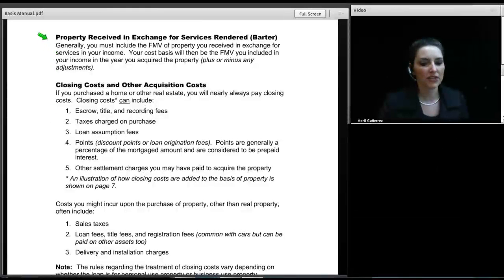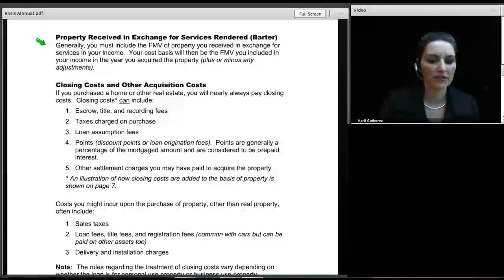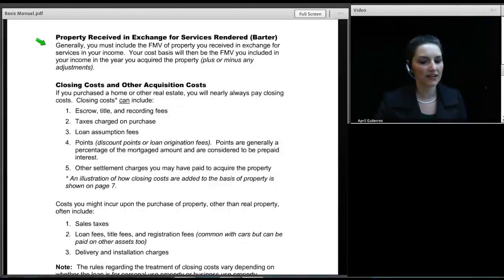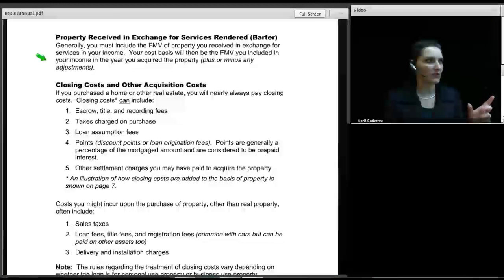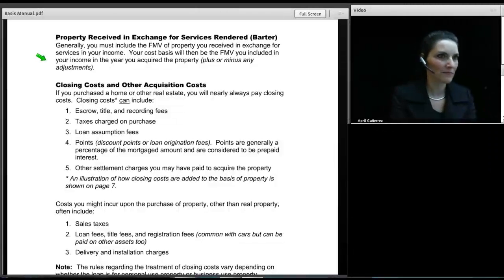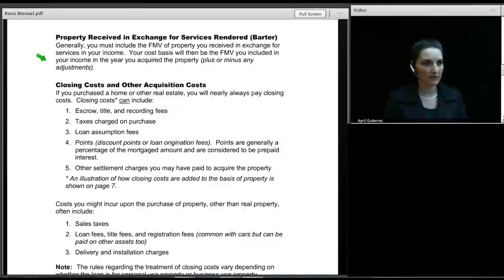Property received in exchange for services rendered or barter. Generally, you must include the fair market value of property you received in exchange for services in your income. Your cost basis will then be the fair market value you included in your income for the year that you acquired the property, plus or minus any adjustments. So, of course, if you are doing barter of property for property, your basis in the property you receive is going to be your basis in the property you gave up, right? Plus boot if you had it. But the basis in property you receive for your services is going to be the fair market value of those services that you include in your income.